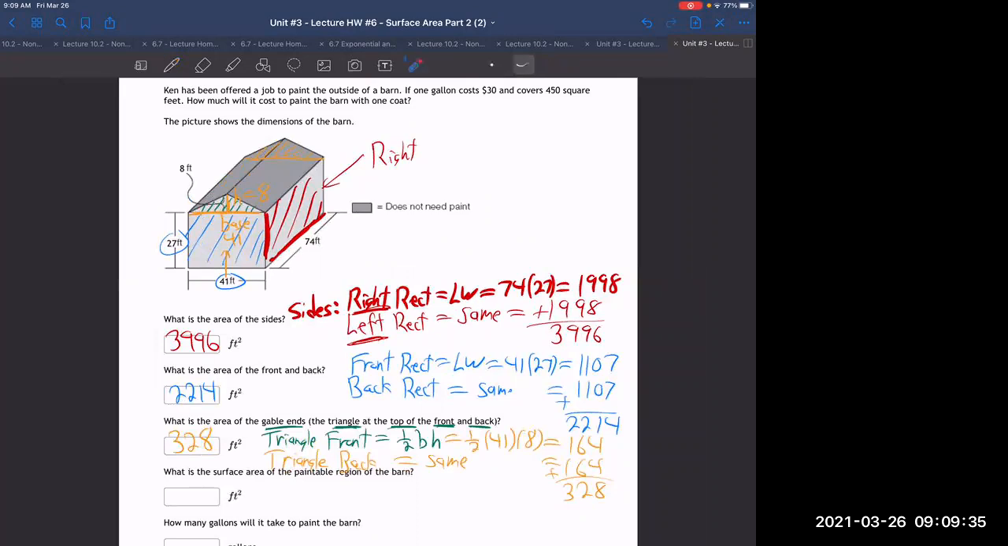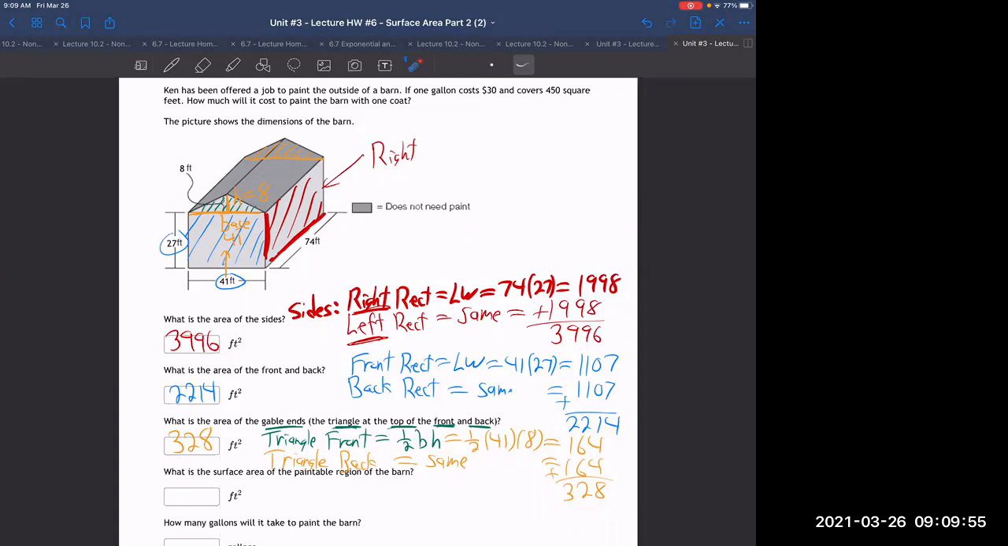Did you see how we did that one? So the triangle on the front is a half base times height. The base is the 41, and the height of that little triangle is the 8 they're giving us right there. Half times 41 times 8, or whatever numbers you have. And then add that twice, one for the front, one for the back.